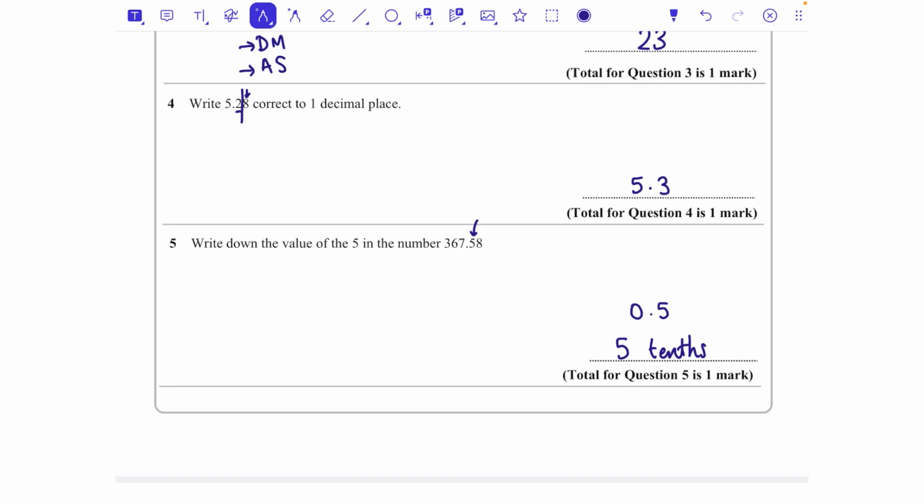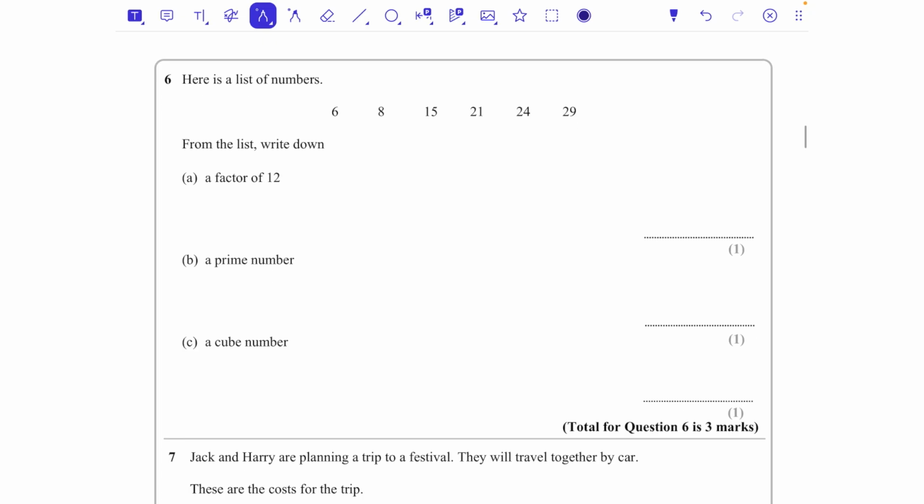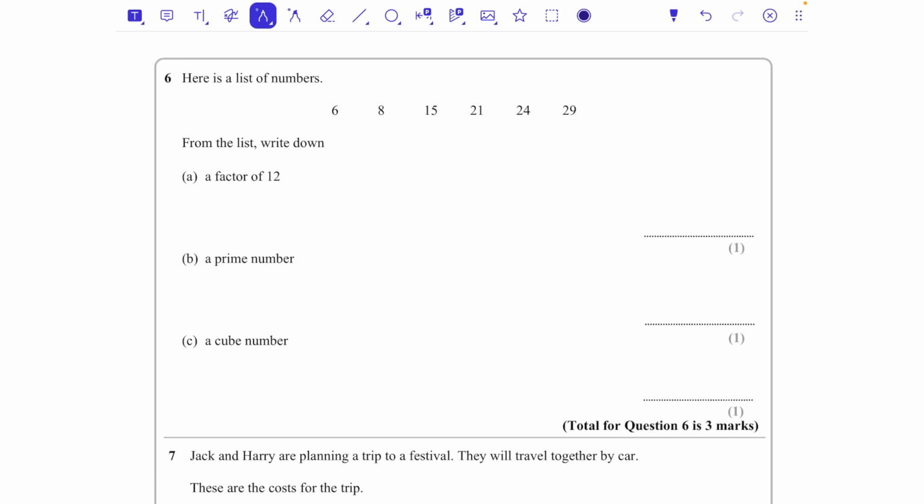So we want to see either of those two as our answer there. Question number 6. Here is a list of numbers: 6, 8, 15, 21, 24 and 29. From the list, write down a factor of 12. So factors are numbers that fit in an exact number of times. The factor of 12 here is going to be 6.